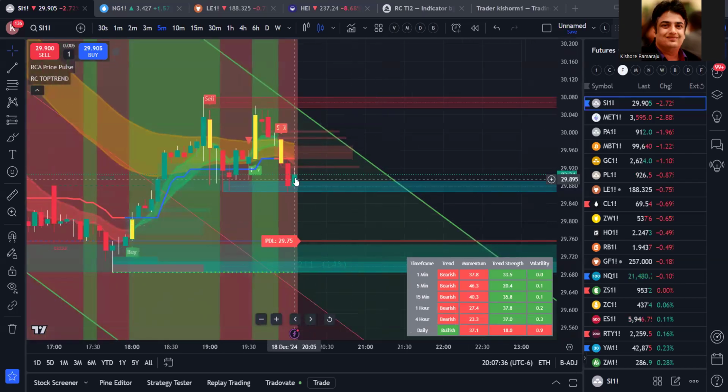So generally for day trading, for prop firms, we have to close the positions, right? Whatever we open after 5 p.m. Central, we have to close them by 4 p.m. Central. So that's why we generally use 5 minutes time frame for prop firm trading.